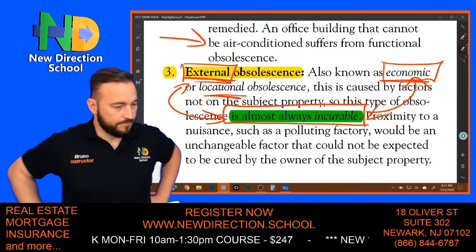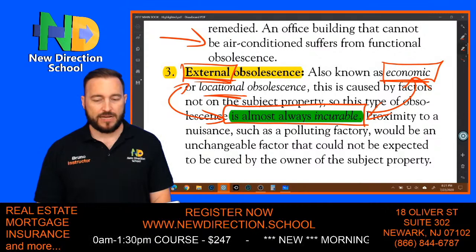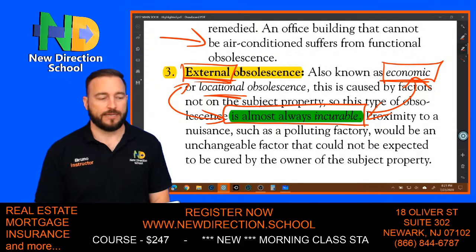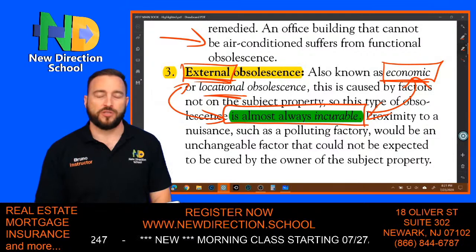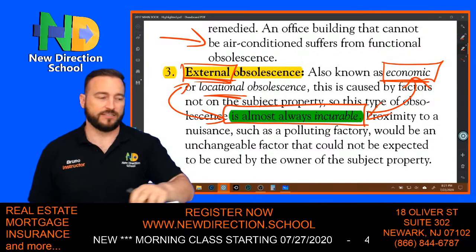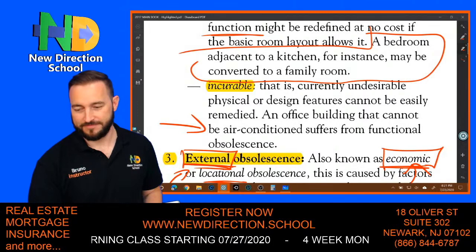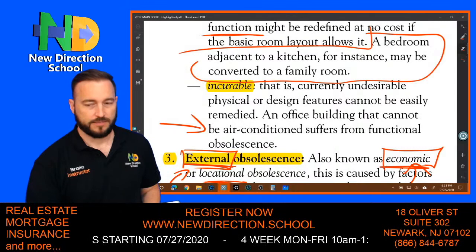Daphne, what does obsolescence mean? Let's call it obstacle. Something that's stopping you from having the best value on your property. So in this case, external obsolescence, it's affecting the value of your property. Okay. So next.